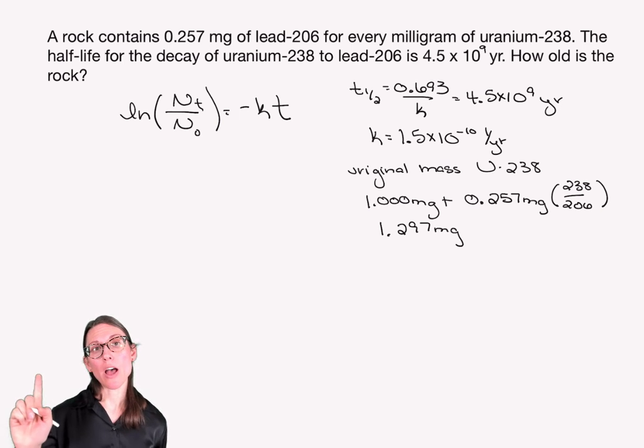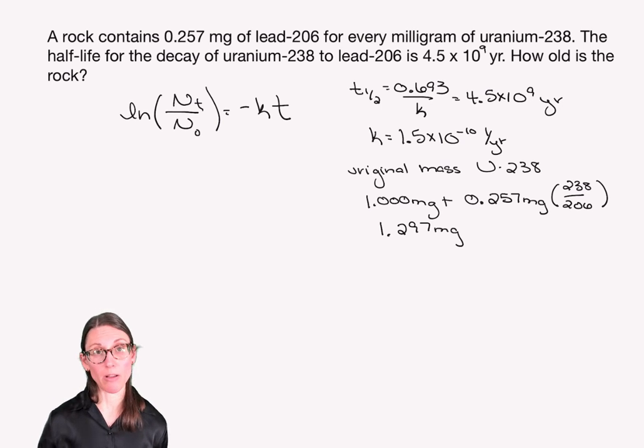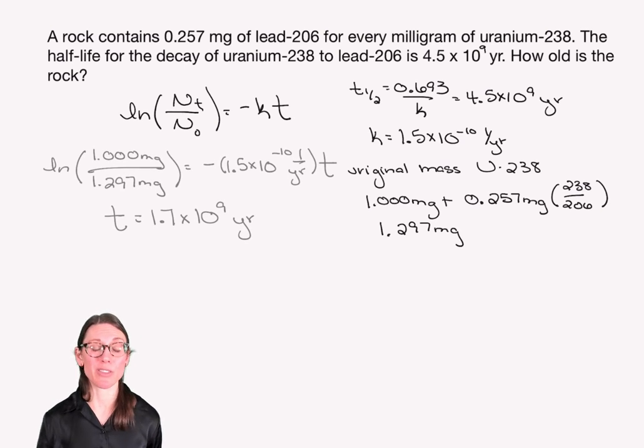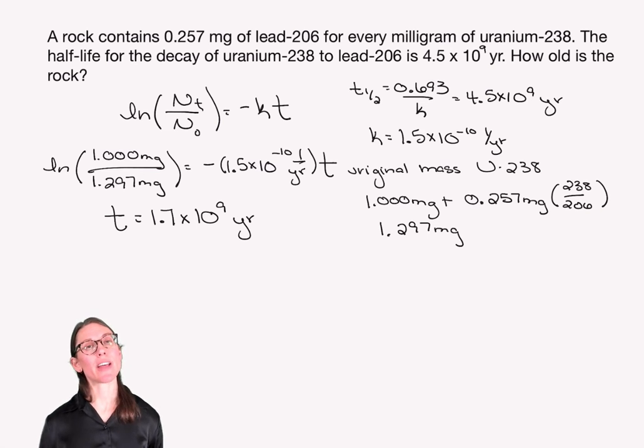So now we know the rate constant, we know the amount that we have at time t, which is 1 milligram, and we know the initial amount of the uranium in milligrams that was present in the rock. We can just plug the numbers in. When you plug the numbers in and solve for t, you get 1.7 times 10 to the 9th years. So that's the age of the rock.